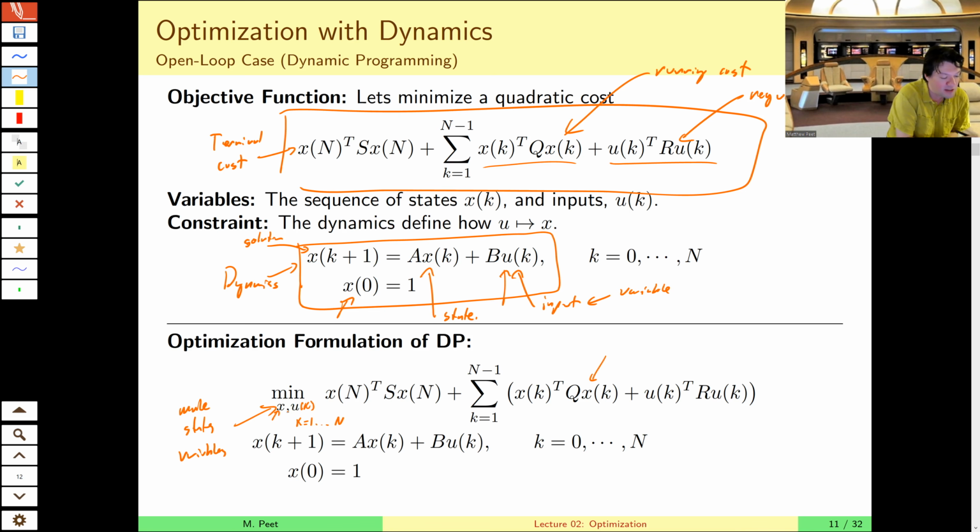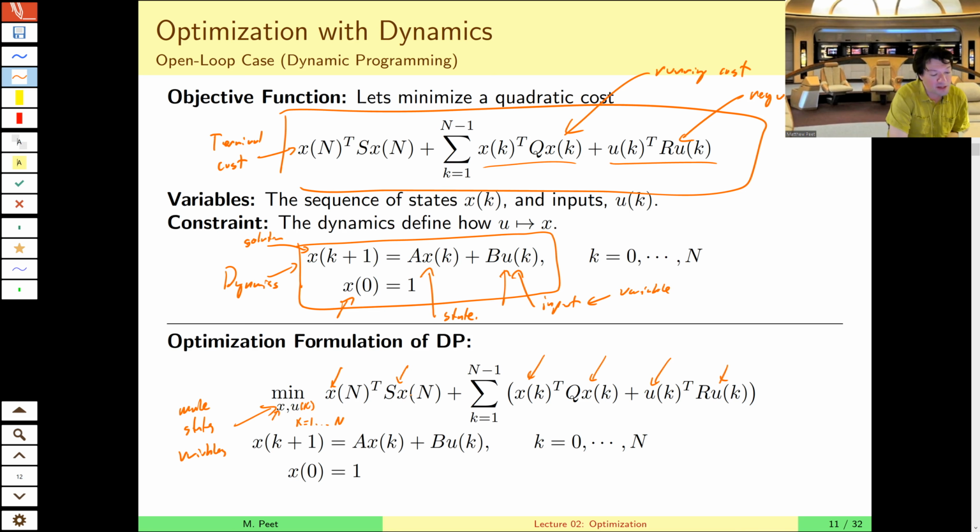We can do that, and then we have our objective function, which now is a function of the variables. Variable, variable, variable, variable. It's a sum of the variables at individual points in time, so it's just like a sum of all of those together, and then the final value.